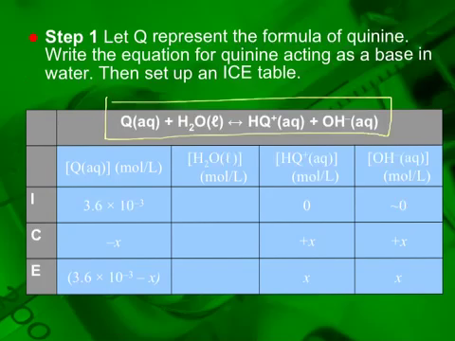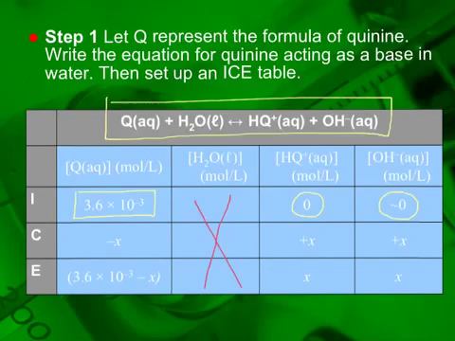And once again, we do not worry ourselves with water because water is a pure liquid and it's not included in our equilibrium expression. We are told that initially we have a concentration of 3.6 times 10 to the minus 3 moles per liter of the quinine. And initially we have none of the conjugate acid and none of the hydroxide.